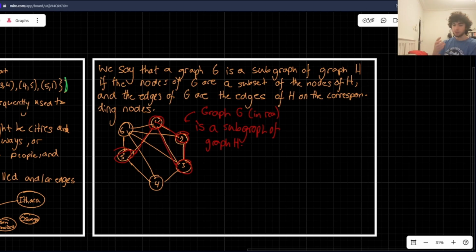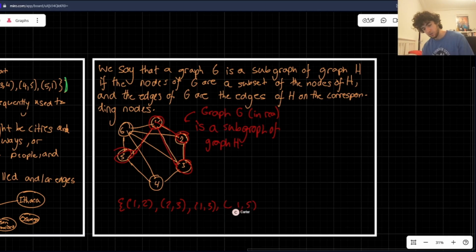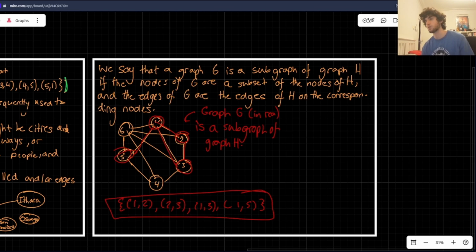So for example, obviously you have to look at the set of edges. In this case, with our specific labeling, you might have 1 is connected to 2, 2 is connected to 3, 1 is connected to 3, and 1 is connected to 5, something like that. So that's your set of edges in this case for the subgraph. And obviously, if you look at the entire graph, these edges are also present.